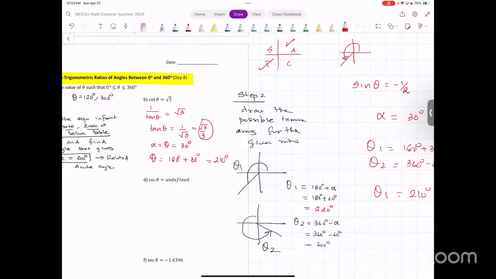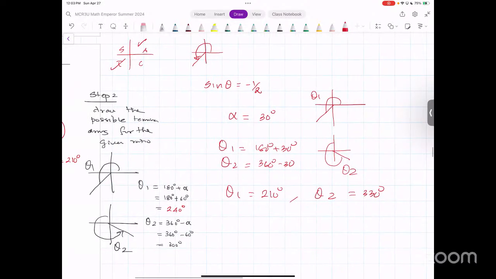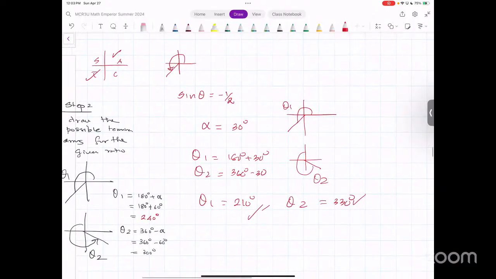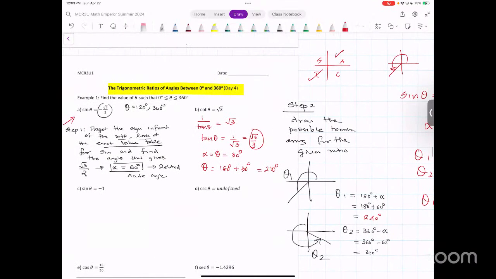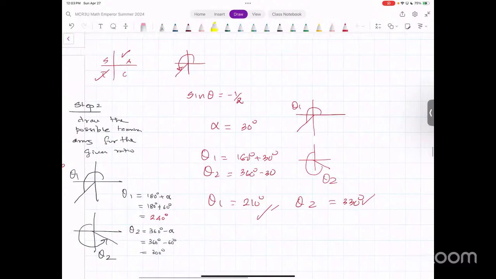For the first question, you got quadrant 1 as 210 and quadrant 2 as 230. But then on the other side, you put 120 and 300. That's a different question though, because that is negative root 3 over 2. This is negative 1/2. Different ratio. Make sense? Okay. All right.